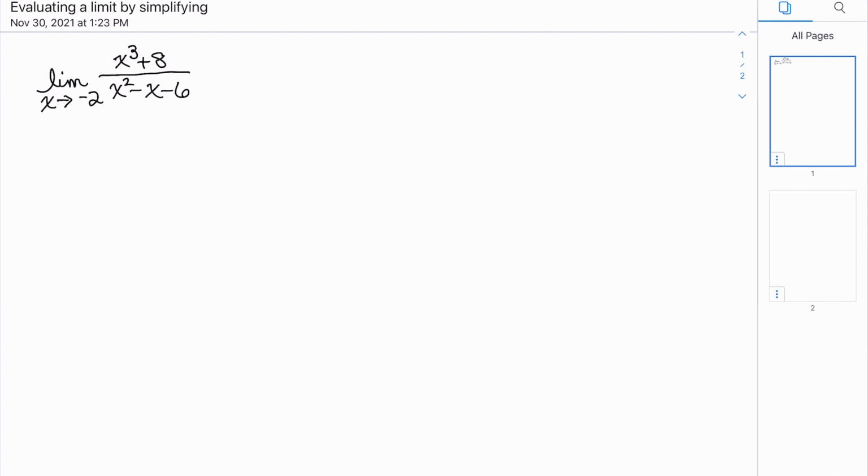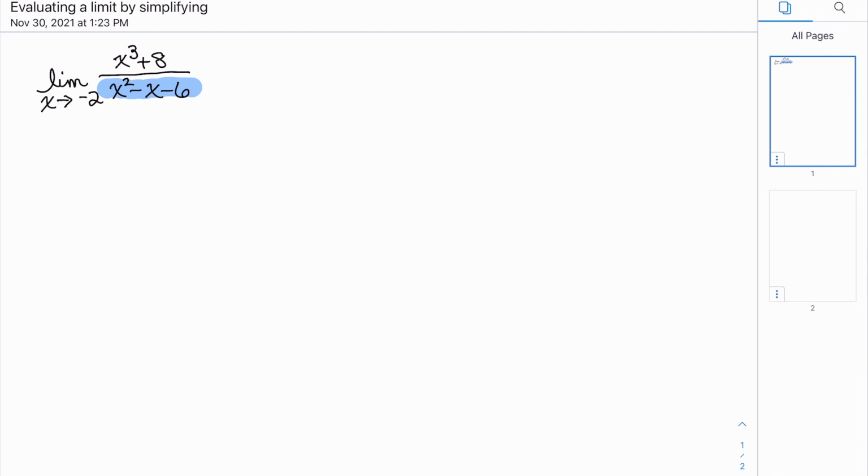Now, in doing these problems, the very first thing you want to do is see what's happening with the denominator as x approaches that value. If the denominator approaches a numerical value that's not 0, we can just use substitution to get that. If, however, my denominator approaches 0, then I need to look at what's happening in the numerator and then see if there's common factors that can be removed.